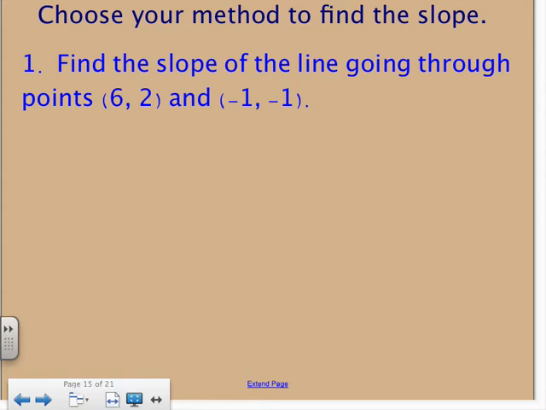Go ahead and try this one on your own, then hit play to check that you're getting the correct slope. All right, so this one I would use the formula. So remember, make sure you put y's on top. Don't put the x's on top. That's a common mistake people make.